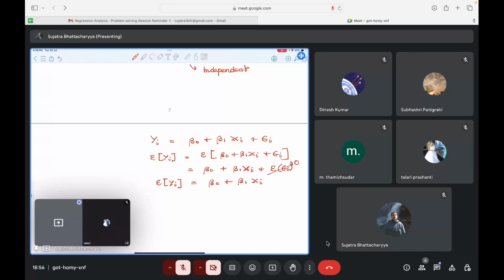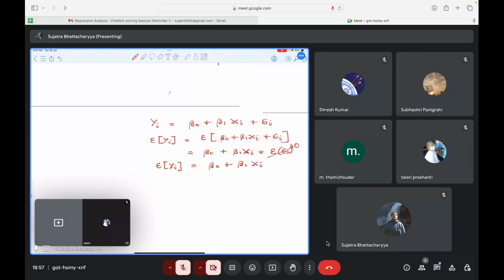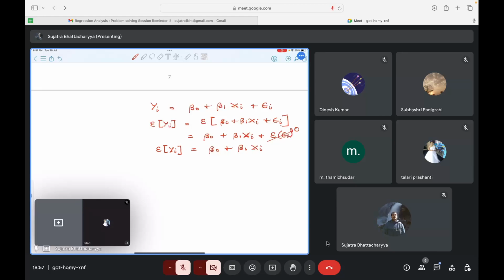Clear? Xi is not a random variable, therefore the expectation value of xi is nothing but a constant. So xi will come out. That's all. The expectation value of a constant is nothing but the constant. Fine. So this is the expectation value of yi.